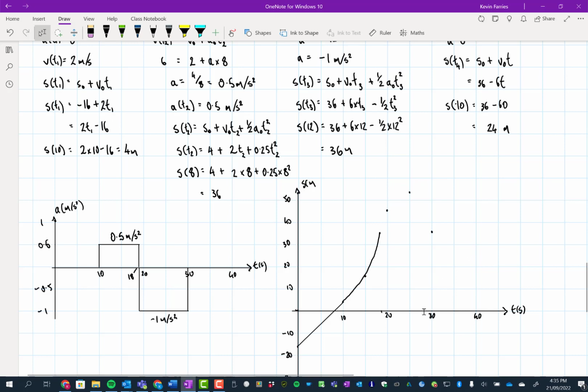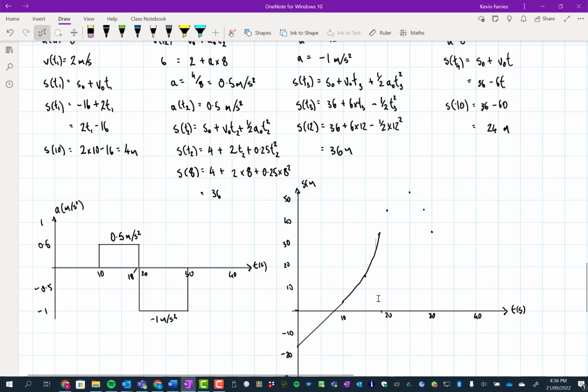Let's just try 28. So that would be 10 seconds into this stage. The stage started at 18, so 28 would be 10 seconds in. So I'll just substitute 10 into this. So you're going to get 36 plus 6 times 10 minus 0.5 times 10 squared, which is equal to 46. So at 28 it's going to be about 46, which is about here. So we are going to get something like, this is coming up, and it's going to be something like this. Try and tidy that up a little bit.